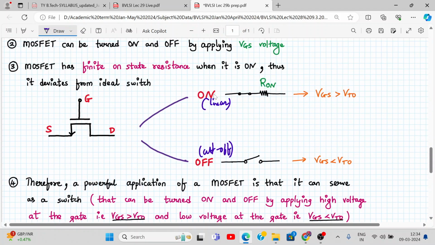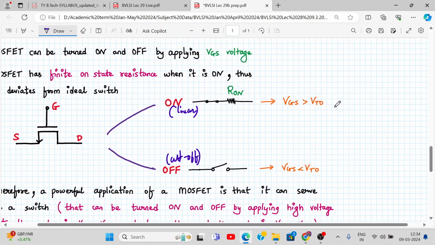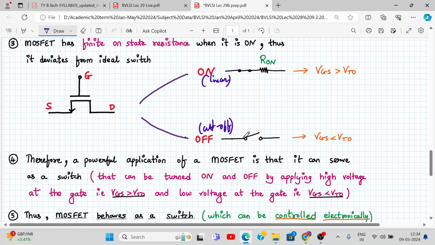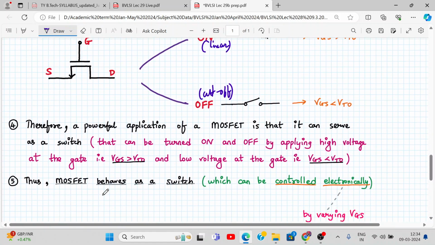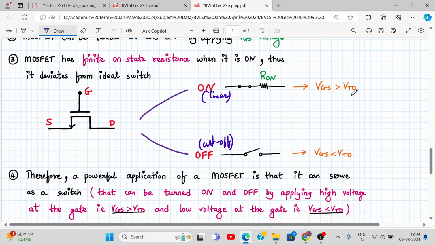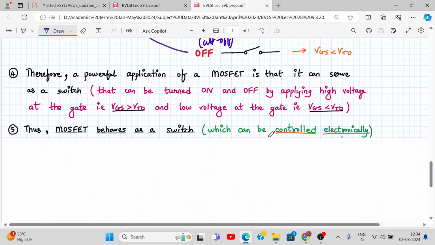Okay, so if we make VGS voltage greater than VTO, the MOSFET will turn on, and if we make VGS less than VTO, the MOSFET will turn off. That's what we want from a switch, right? On and off control. So this also we can call an electronically controlled switch. Therefore the MOSFET behaves as a switch which can be controlled electronically by controlling the value of VGS. See, VGS greater than VTO, VGS less than VTO. So the next application is an electronically controlled switch. I hope you are following.